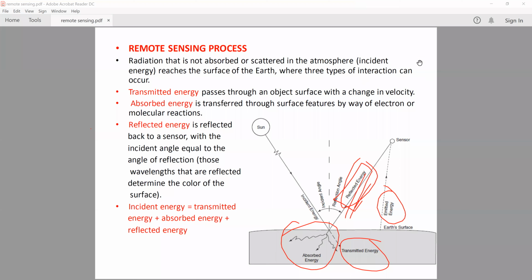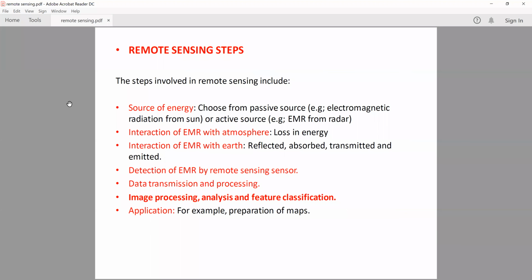So after these processes, once you detect that electromagnetic radiation back at your sensors, you have data transmission and processing. That data is then transferred to your control station, similar to the GPS. Then you have image processing, analysis and feature classification. That depends on what the purpose of conducting this was and what information you want to extract out of this. And then you can apply them for preparation of maps and other purposes.